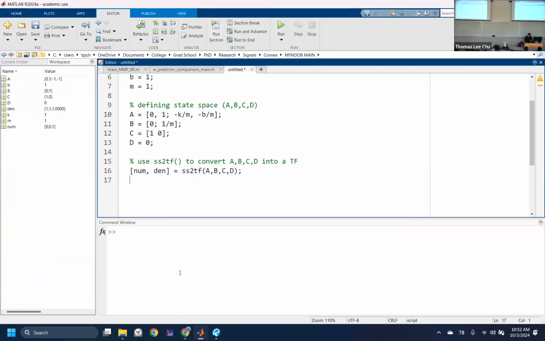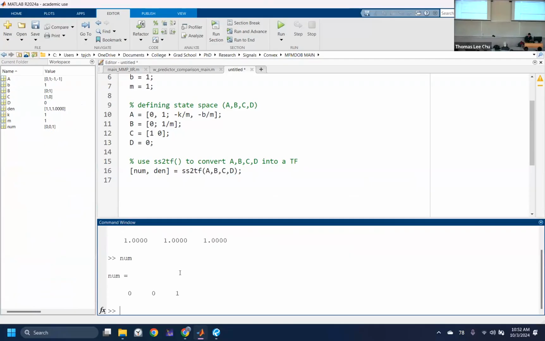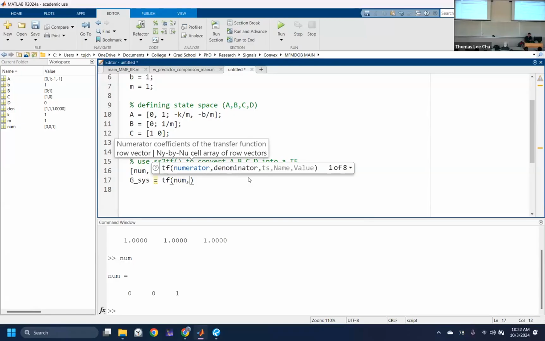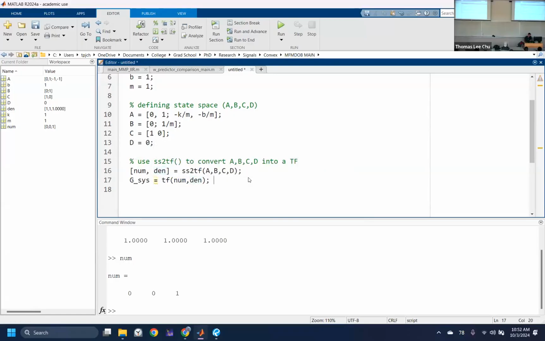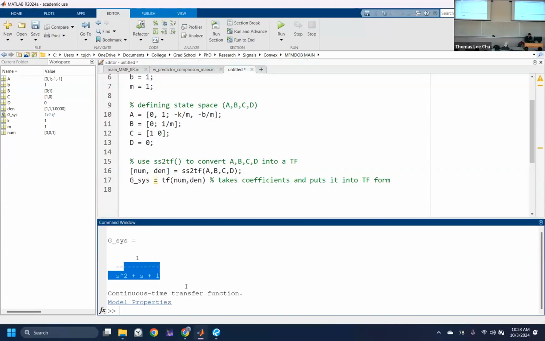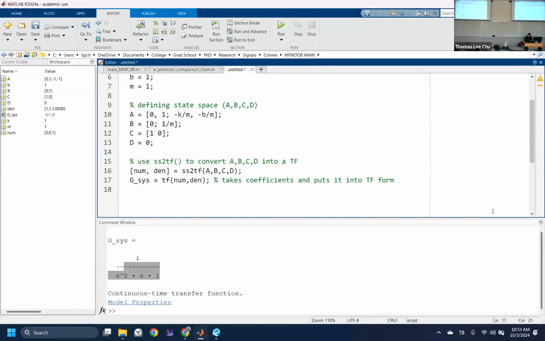Okay, so here we can see that we have our denominator and numerator terms. Then what I have to do is put this into our system. I'm going to call this G system is equal to TF, which is the transfer function command, and it's going to take these coefficients and put them into the transfer function form. Let's take a look. So there you go: 1 over s squared plus s plus 1. Same as what we got.